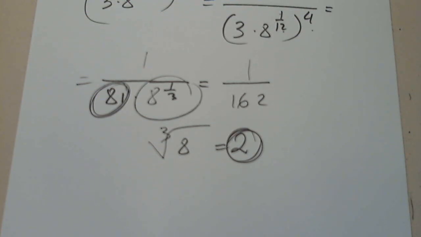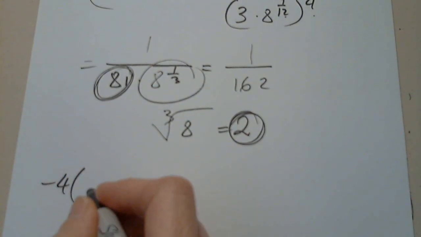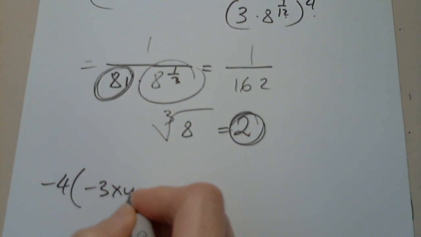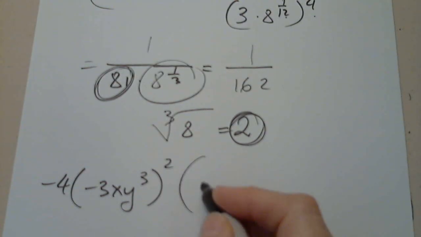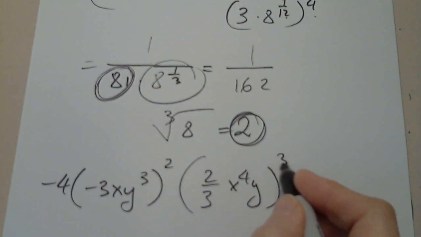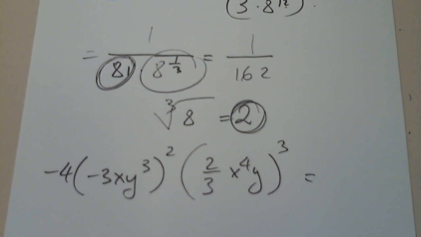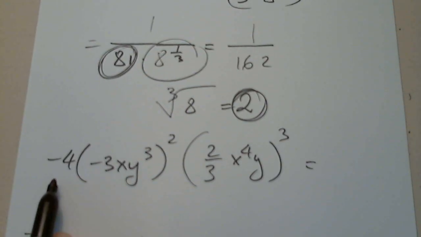Yeah, from 7. Good. So on 7 we have -4 outside. Then we have in parentheses -3xy to the third, everything squared. And then we have 2/3 x to the fourth y to the third power. Good. So -4 has to wait patiently.